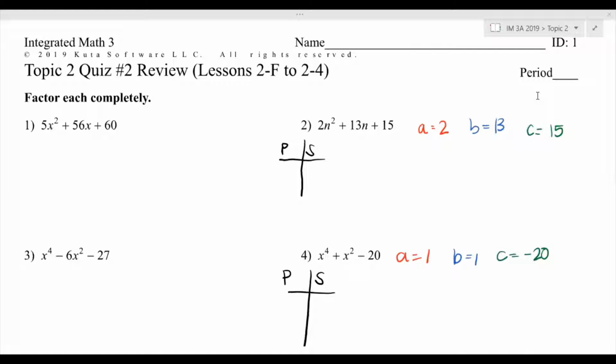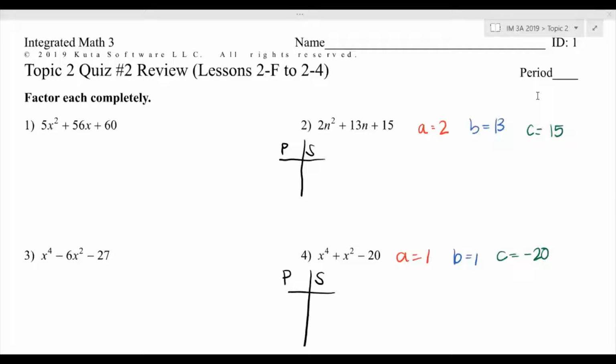So when I'm factoring in problems 1 and 2, I have a quadratic trinomial. My first step is to identify A, B, and C, and I've already done that. A is the coefficient on x squared, or in this case, n squared, which is 2. B is the coefficient on the linear term, which is 13. And 15 is C, the constant.